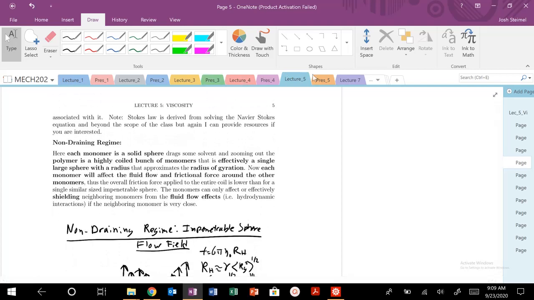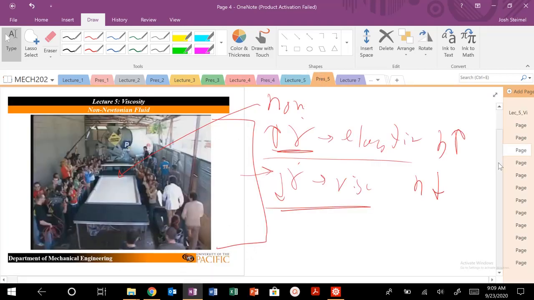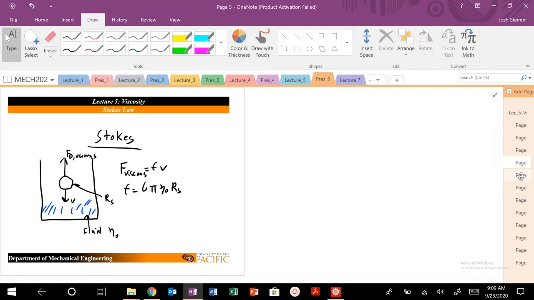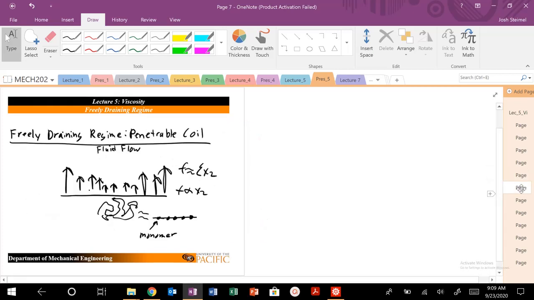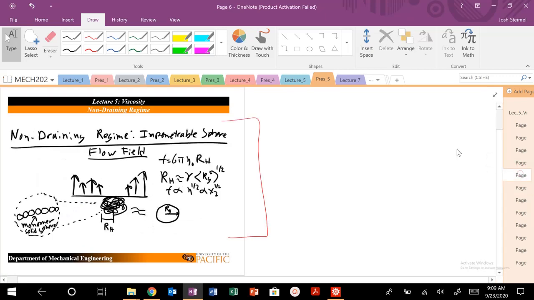A nice schematic of that is given here. This is our non-draining regime, and we're going to come back to this slide as well. But again, focus on this: this is where the flow field, or the fluid, can't penetrate. In the freely draining regime, it can penetrate.